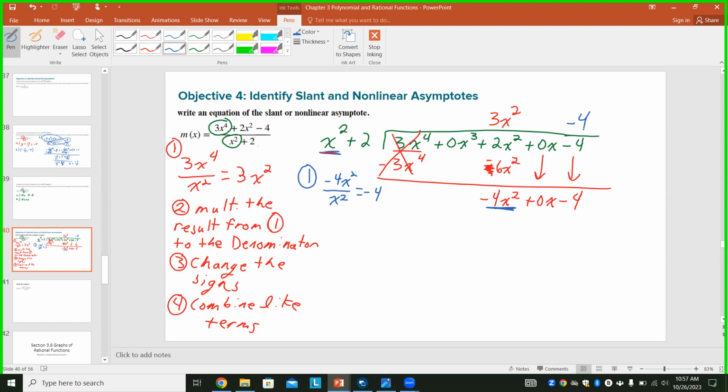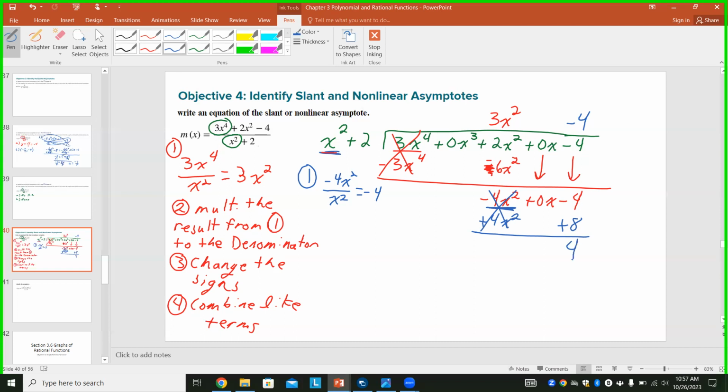I'm going to take the result that I just got and multiply it to the denominator. So negative 4 times x squared gives me, good, minus 8. Again, I'm lining up my like terms to keep myself organized. In this case, you'll see that we didn't need the 0x cubed or the 0x, but sometimes you do. You've got to have those placeholders so that we don't get lost. Then step 3 was what? Change the sign. So now it becomes positives. And step 4? Combine like terms. Negative 4x squared plus 4x squared, they go away, which is what we wanted. And then I have negative 4 plus 8, which is 4.